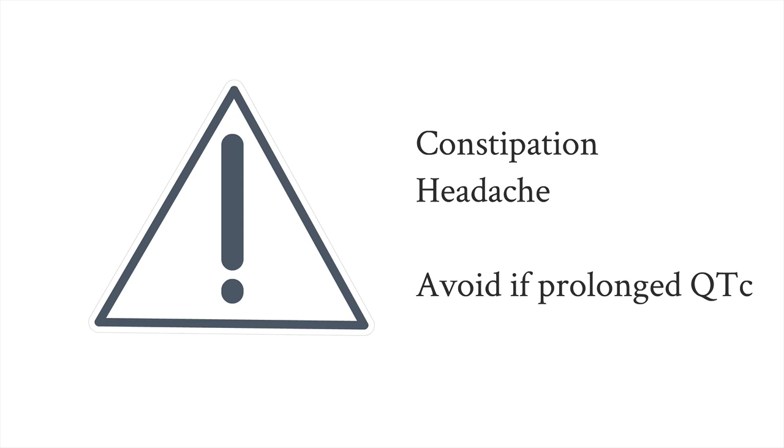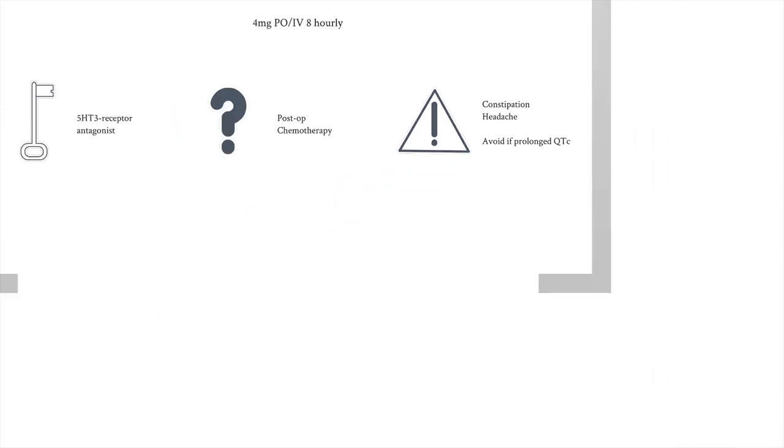What about side effects? Well, actually, ondansetron has very few side effects, but if you look in the BNF, constipation and headache seem to be the main ones listed. It's also important that you avoid this drug in any patient who's known to have a prolonged QT interval. Because as you know, if you give drugs that further prolong the QT in a patient who already has a prolonged QT, you could precipitate fairly serious arrhythmias.